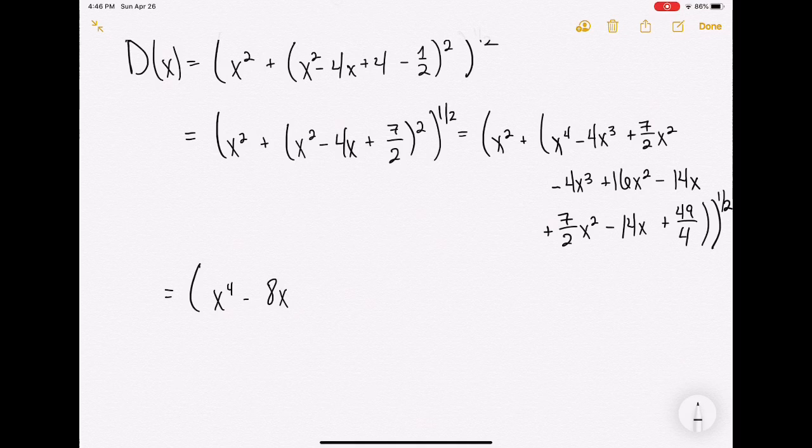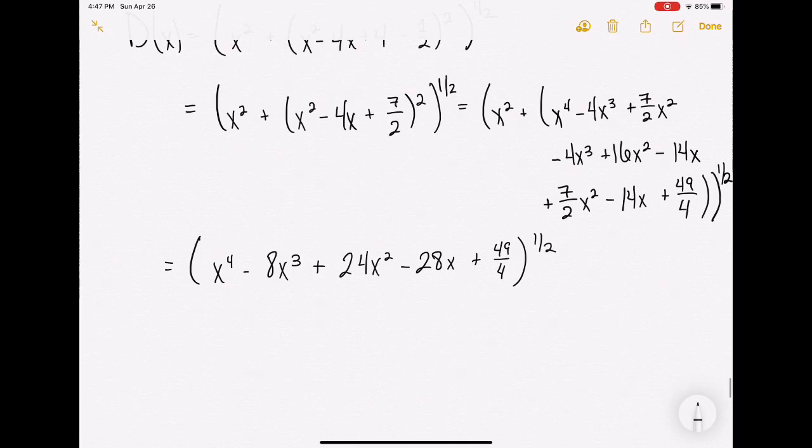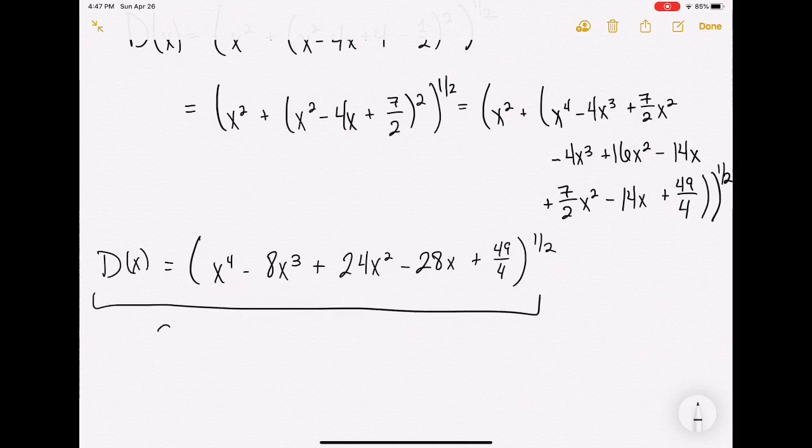This is 8x cubed, but the x squared terms, we now have 7/2. So we actually have 7 plus 17. We have 24x squared minus 28x plus 49/4 to the 1/2 power. And now we can finally take a derivative. So simplified, so we can take a derivative.